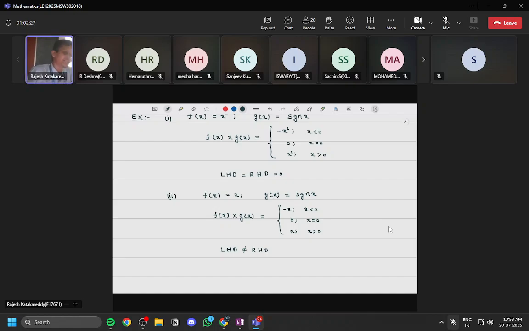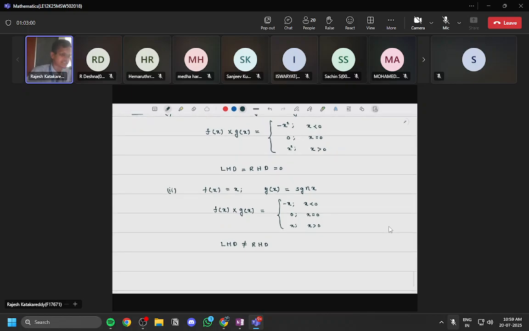First reason will be discontinuous. If the function is discontinuous, it is non-differentiable. The second reason is that there is no unique tangent, more than one tangent at the point. Mod x at 0: the right hand tangent slope is +1, the left hand tangent slope is -1. Unique tangent does not exist.